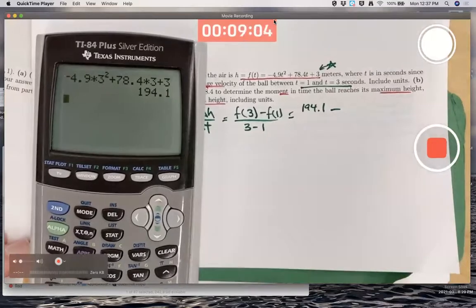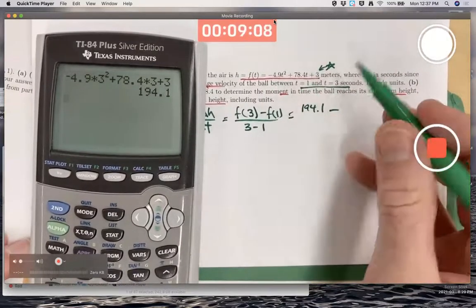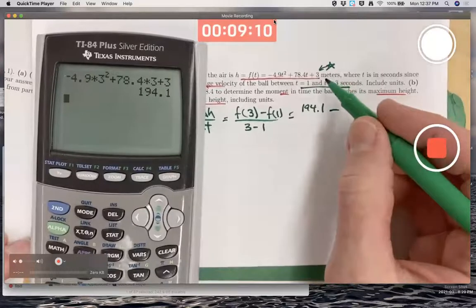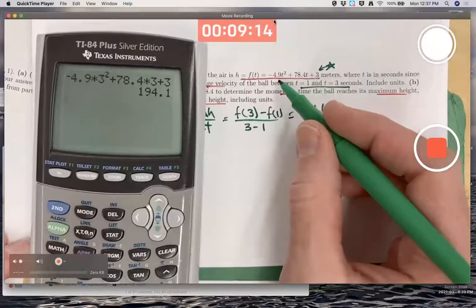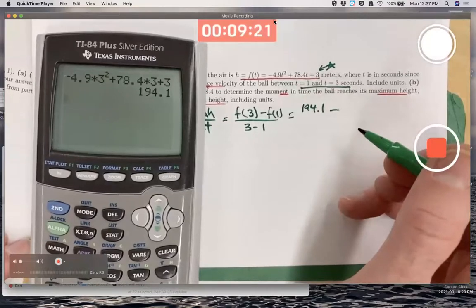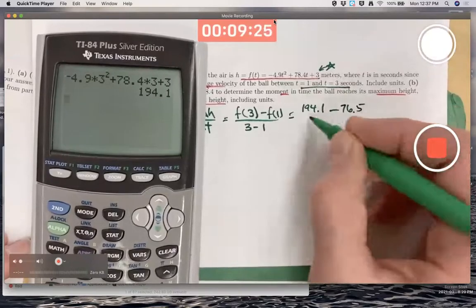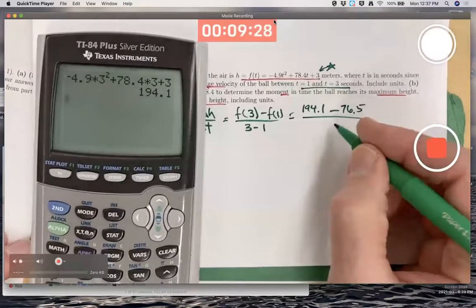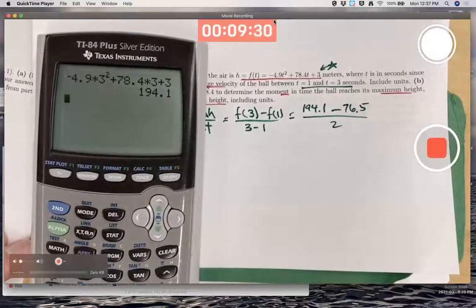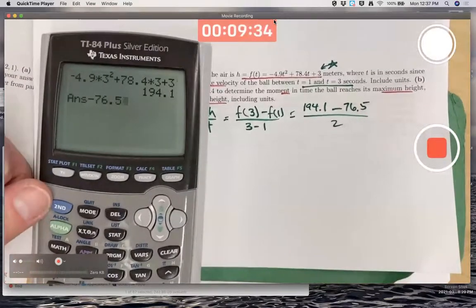f of 1, plug in 1 here. Maybe I can do that in my head. 78.4 times 1 is 78.4, plus 3 is 81.4. 1 squared is 1 times negative 4.9. 81.4 minus 4.9, can I do that in my head? 76.5, I think. Somebody double check that? Yeah. Okay, thanks. So do that subtraction. That difference in the top is not the height, it's the change in the height.